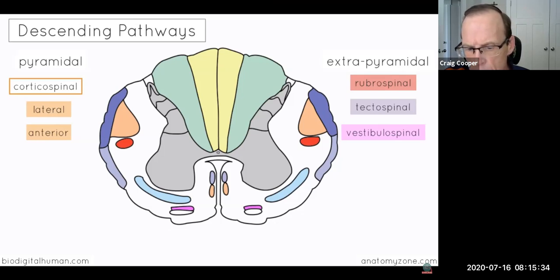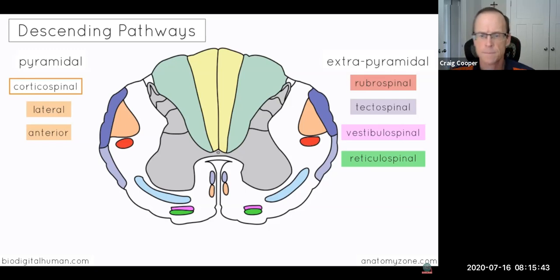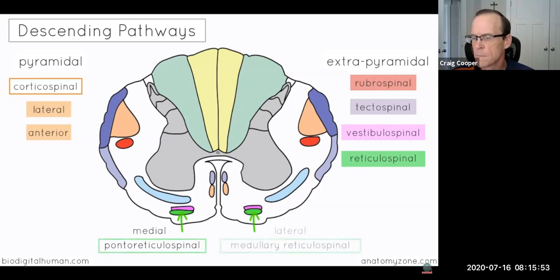And then lastly we've got the reticulospinal tract, which arises, as the name suggests, from the reticular formation of both the pons and the medulla. So you've got a medial or ponto-reticulospinal tract, which is the one highlighted here in green. And then you also have the medullary reticulospinal tract, which isn't shown here, but I'll just draw on the rough location of these fibres. So you'd have the medullary reticulospinal tract fibres in this region here. So that's the lateral reticulospinal tract.